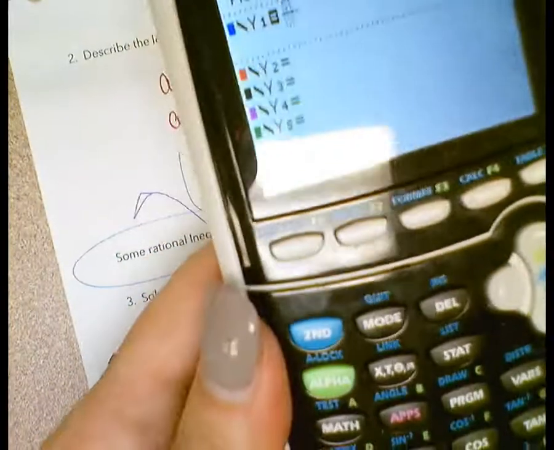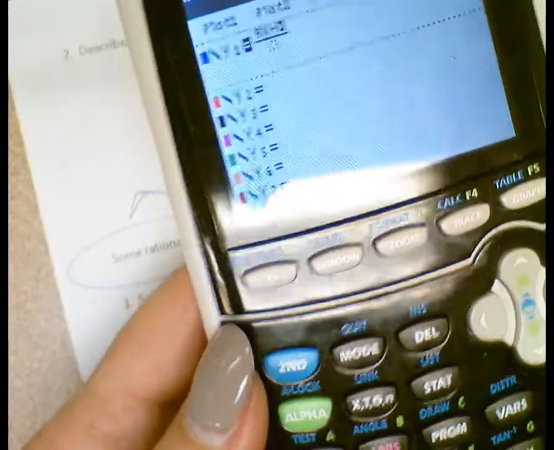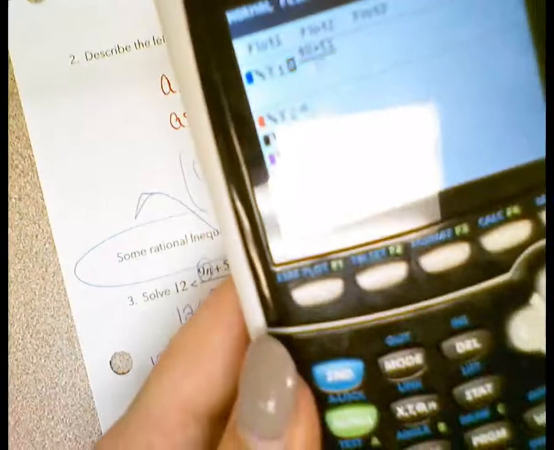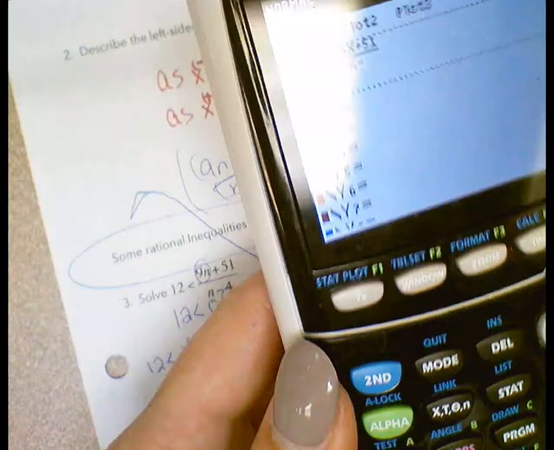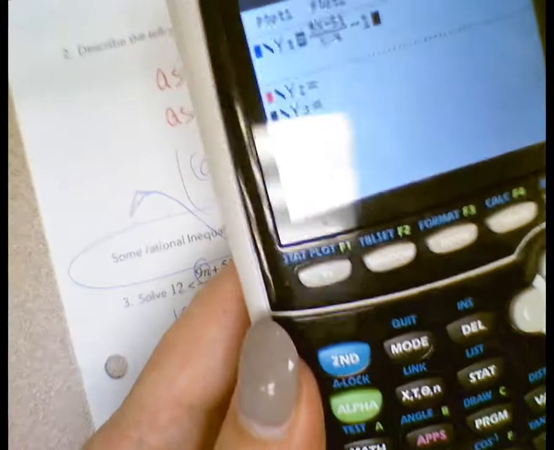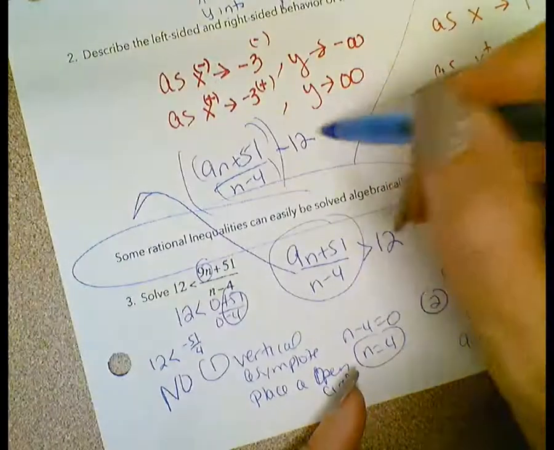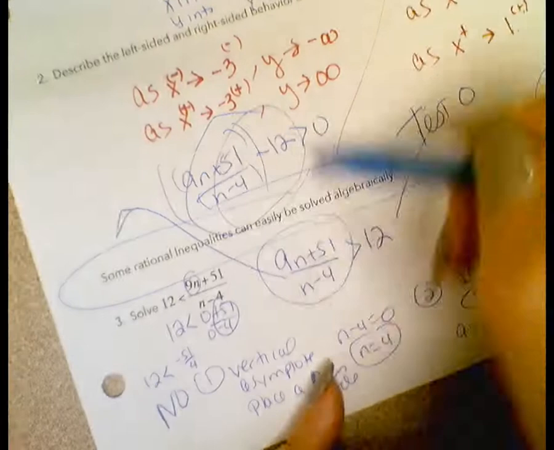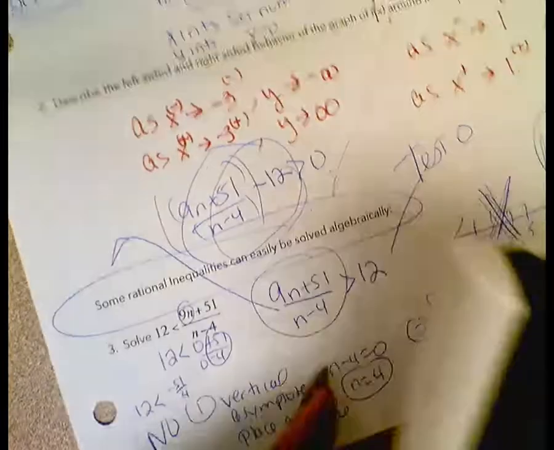So we have 9n, or 9x, plus 51. And then we're going to go n minus 4, or x minus 4 on the bottom. Get out of the fraction, and then put minus 12. And because you subtracted 12 over there, we want to know when this all is greater than 0. We want to know when it's greater than 0.